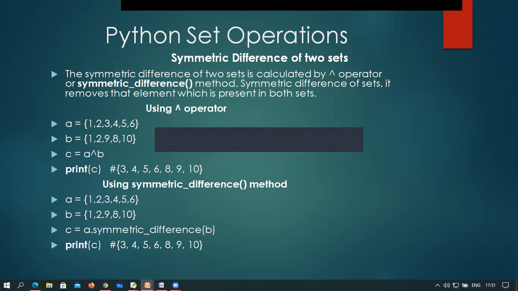Over here, if you're saying A cap B, what are you getting? You're not getting 1 and 2, you're getting 3, 4, 5, 6, then 8, 9, 10, whatever you're getting in the output. So what it is doing is removing those elements which are present in both the sets. That is called the symmetric difference. So A dot symmetric difference B.